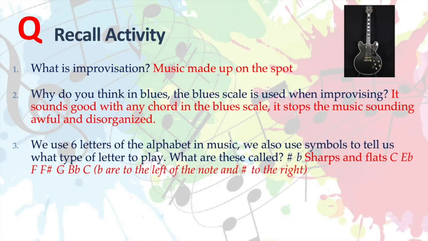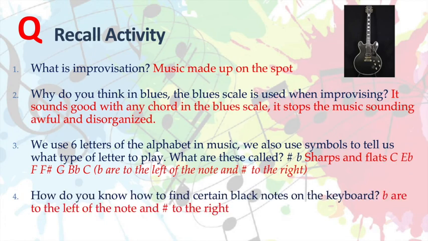We use 7 letters of the alphabet in music. We also use symbols to tell us what type of letter to play. What are these symbols called? So we have the hashtag and the italic b. These mean sharps and flats. The order of our blues scale is C, E flat, F, F sharp, G, B flat and C. How do you know how to find certain black notes on the keyboard? Flats are to the left of the note and sharps are to the right.